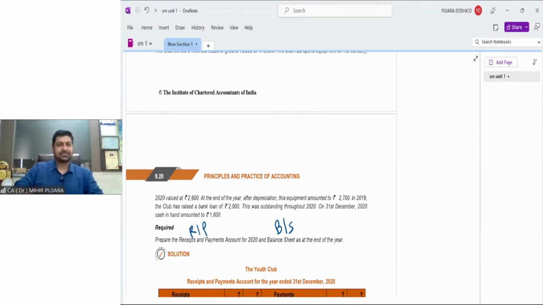You can understand this. Now friend, till this point, we were given RNP and we were supposed to prepare INE and balance sheet. Now reverse. We are given INE and we need to prepare RNP. Understood the question guys first? Right guys?